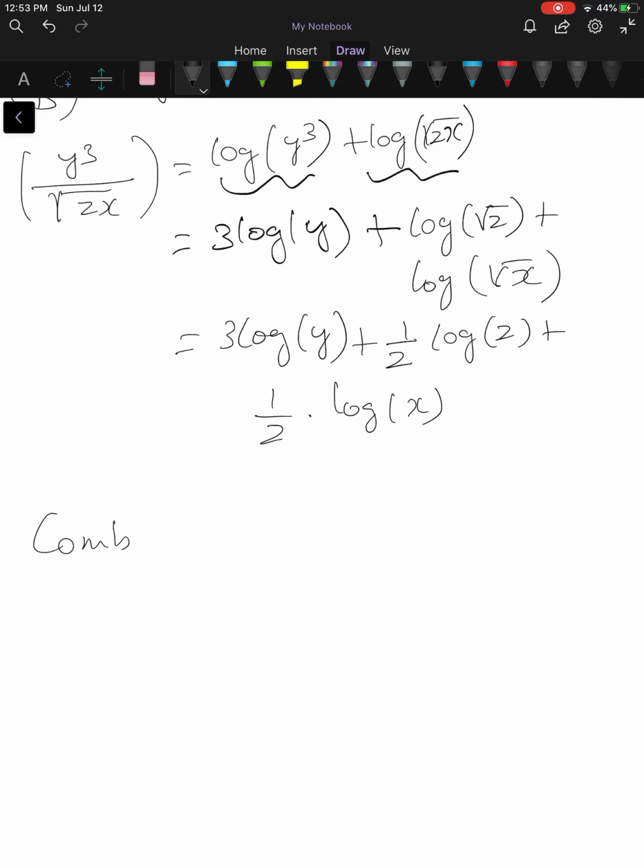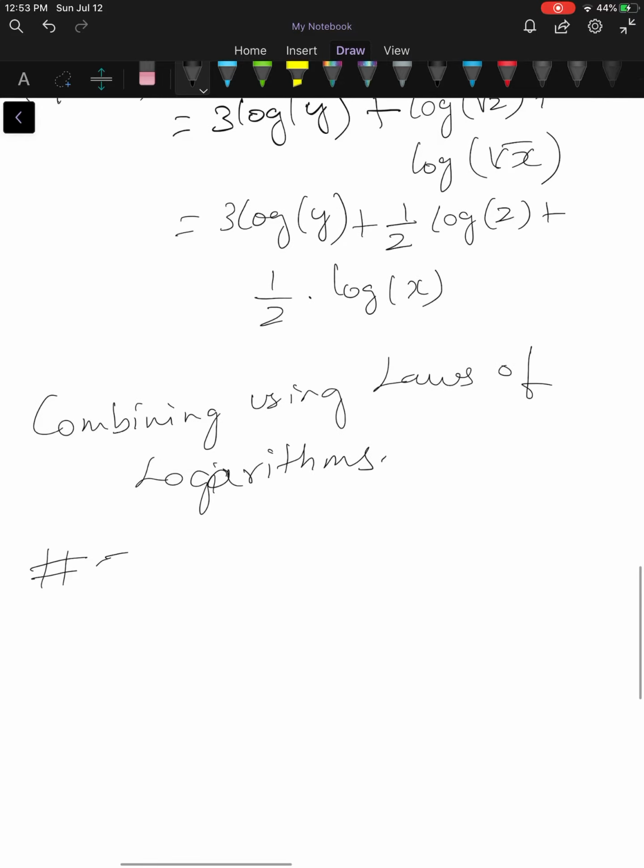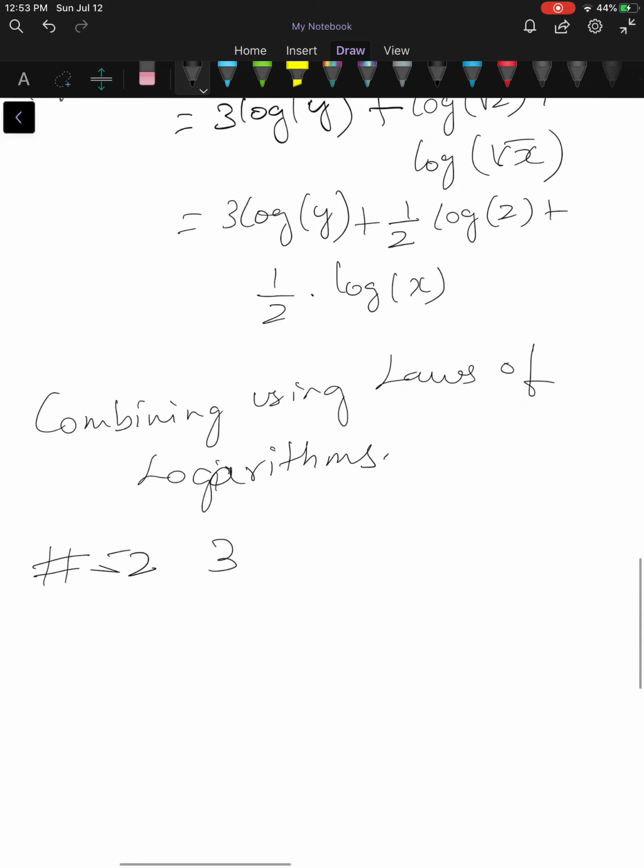So we can do the same for combining using laws of logarithms. Sorry, I said algorithms, I guess. Okay, logarithms. Okay, so that is, I will do problem number 52 for you.